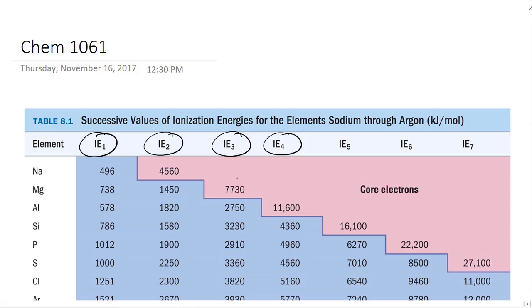As we go across then, on this particular table, we said this is the first ionization energy, this is the second ionization energy, third ionization energy, fourth ionization energy, and so forth. And so the first ionization energy would be the energy required to remove the first electron. The second ionization energy would be the energy required to remove the second electron from an atom. The third ionization energy would be the energy required to remove the third electron from an atom, and so forth.